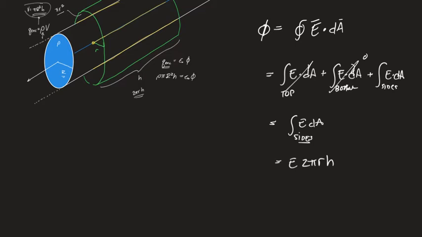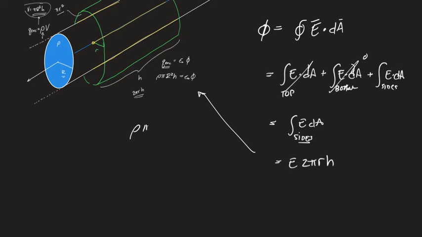That is the surface area of the side of our can. Circumference times height. We all good there? That's good because now I can use this to show that the electric field outside of a charged cylinder is the same as a line.